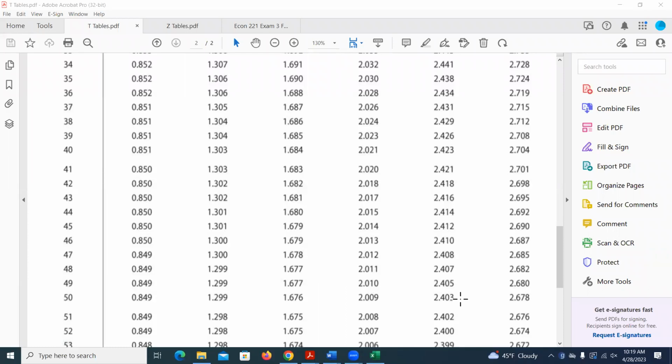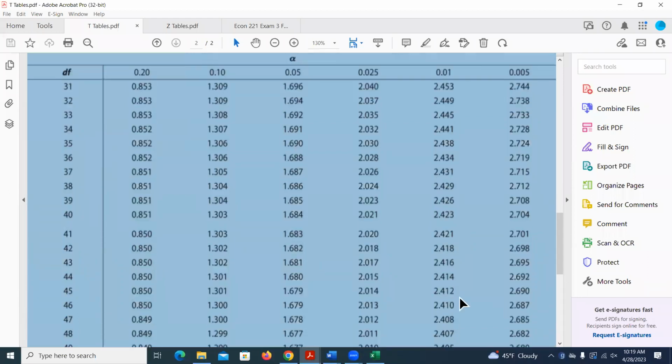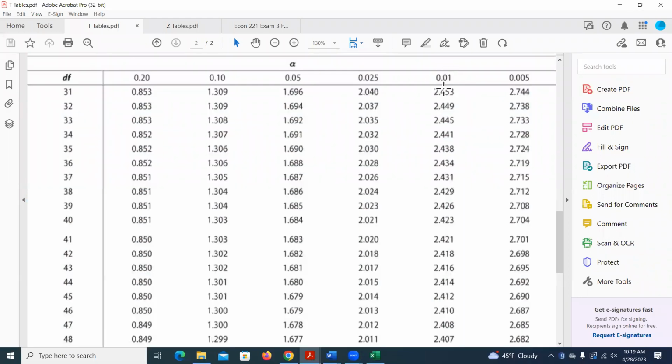So if I ever ask you to find a p-value using the student distribution, I won't make you put it in a range. I'll give you one of these values, right? So here, 2.403, I go up, maybe. There we go. That corresponds to an area of 0.01.